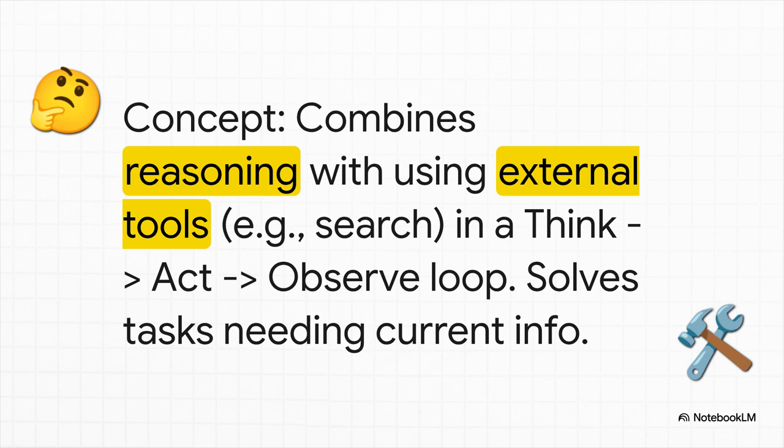It works in this kind of loop. First, the LLM thinks about what it needs to know or do, reason. Then, it decides to use a tool, act. Maybe it needs current info, so it decides to search the web. It performs that action, gets the result back, say the search results, and then it observes that new information. Based on what it observed, it goes back to thinking, refining its plan, and maybe deciding on the next action. This whole think, act, observe cycle is incredibly powerful for solving problems that need current information the LLM wasn't trained on, or problems that require specific actions in the real world. It's a really key idea behind building more capable AI agents.